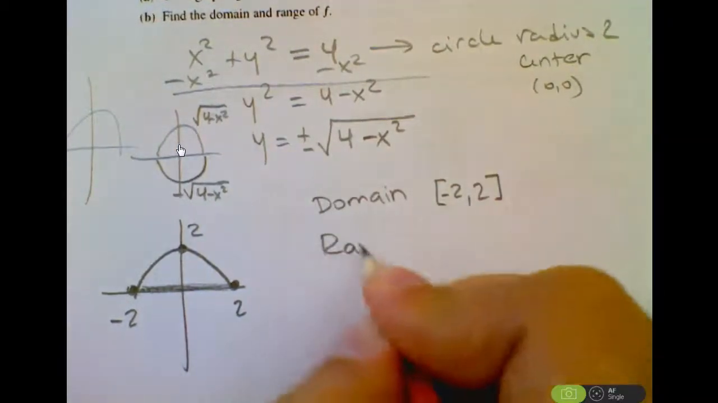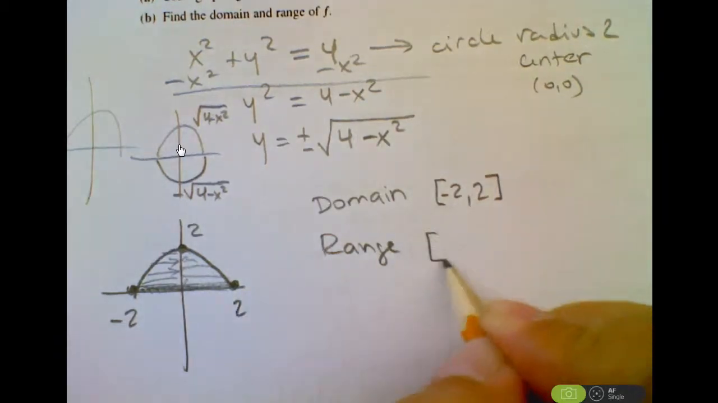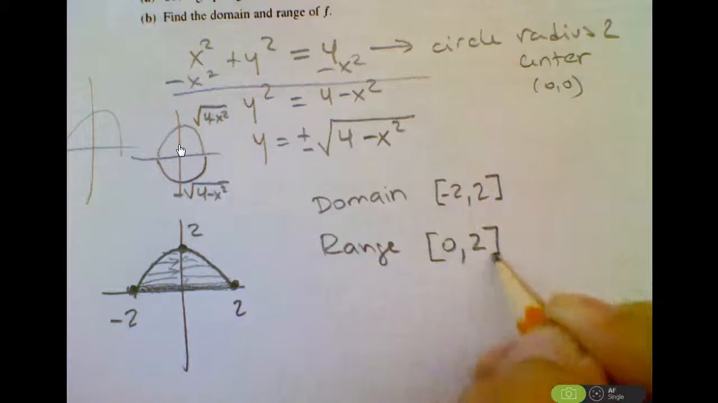Now the range, I can say every point in here is using a y that is positive all the way up to 2. And I'm even using y that are zeros. So the range is from 0 to 2, both ends closed.